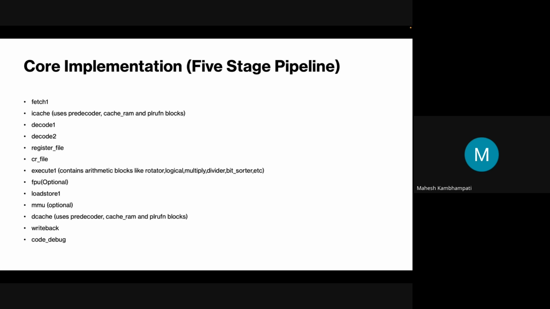The iCache further uses some blocks like cache RAM, PLRUFN and predecoder. Predecoder is nothing but it decodes the instruction in advance for the cache RAM to use them. Cache RAM is simply a memory structure to store the data, all the instructions in the iCache. And PLRUFN is basically a PLRU function, which is the pseudo least recently used protocol, used in caches as a replacement policy, and to maintain cache coherency.